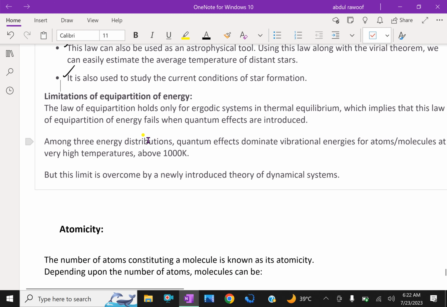Limitation of equipartition of energy. The law of equipartition holds only for ergodic systems in thermal equilibrium, which implies that this law fails when quantum effects are introduced. Among the three energy distributions, quantum effects dominate vibrational energies for atoms or molecules at very high temperatures above 1000 Kelvin, but this limit is overcome by a newly introduced theory of dynamical systems.